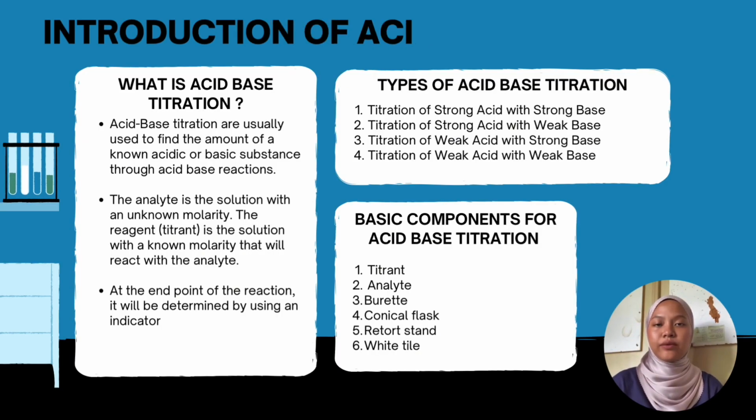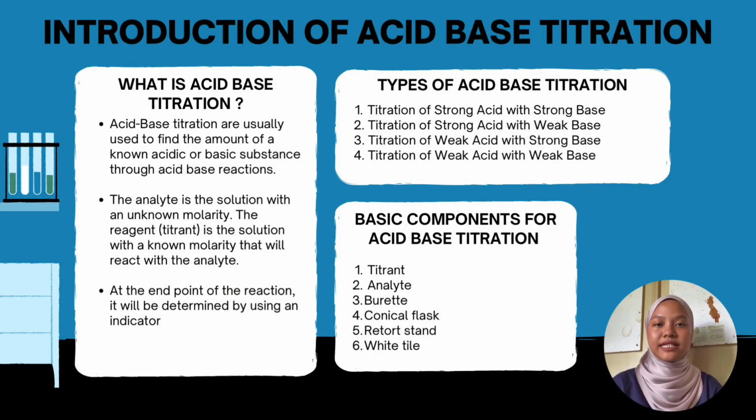So for the next slide, which is the introduction of acid-base titration. What is acid-base titration? Acid-base titration is usually used to find the amount of an acidic or basic substance. The analyte is the solution with an unknown molarity. The reagent, which is the titrant, is the solution with a known molarity that will react with the analyte. At the end point of the reaction, it will be determined by using an indicator such as methyl orange, methyl red, and others.